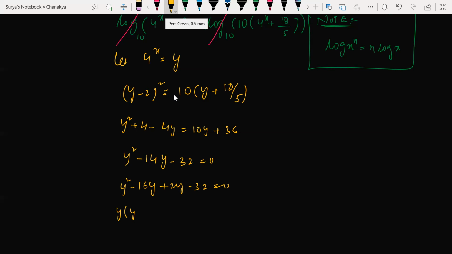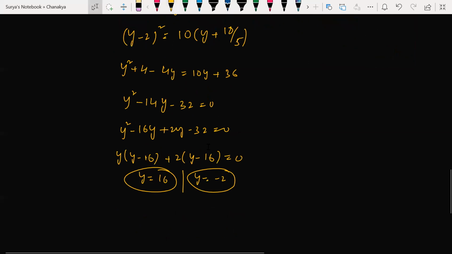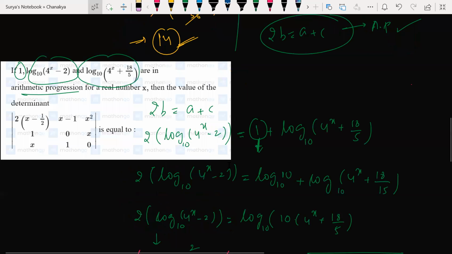Y taking common, y minus 16, plus 2 common, y minus 16. So y value is 16 and y value is minus 2. Correct? Y value 16 and minus 2 I got. Now, minus 2 I will not be considering here. Why? Tell me. Here, look at this, one second.